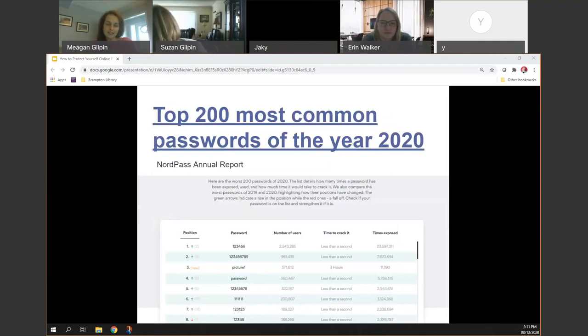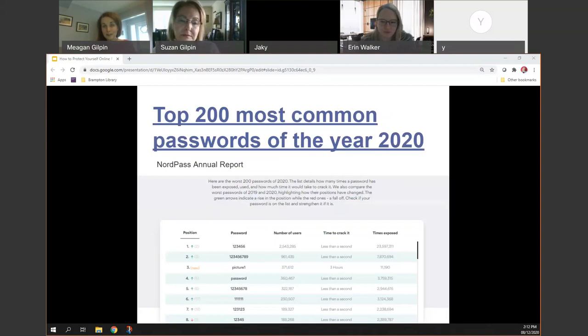So the reality is, knowing that all that's important, and that's probably not new information, most people are still using extremely simple passwords. Each year, NordPass releases an annual report on the top 200 most commonly used passwords. And according to their research in 2020, 123456, yes, you heard me right, 123456 took first place, which is used by more than 2.5 million people and exposed more than 23 million times in data breaches. And then in second place was, wait for it, 123456789. And this was used by more than 961,000 people and exposed more than 7.8 million times in breaches.